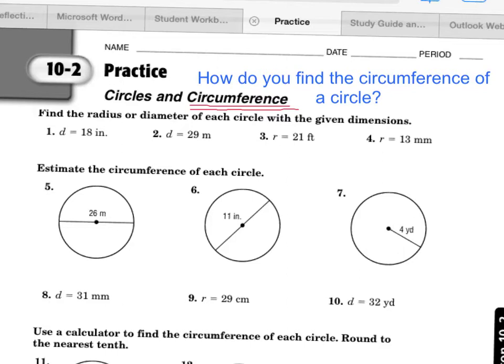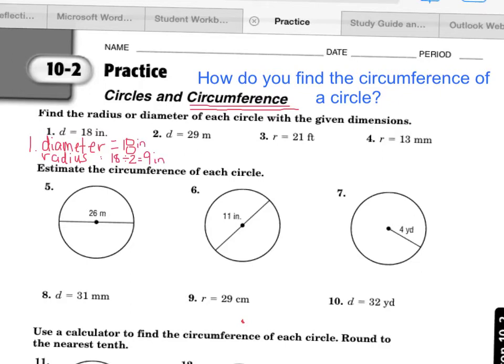What I want you to do is write down number 1. And you're going to write diameter. You're going to spell it out completely. Diameter equals 18. Okay. Radius, I want you to spell it out completely so you are used to writing it. Radius is going to be half of the diameter. So 18 divided by 2 is 9. And our units for number 1 is inches.